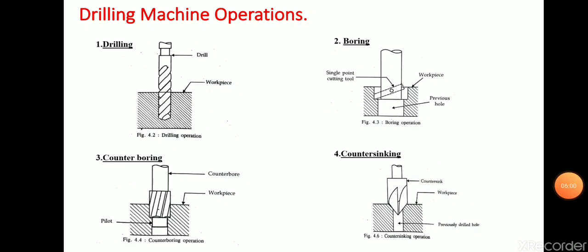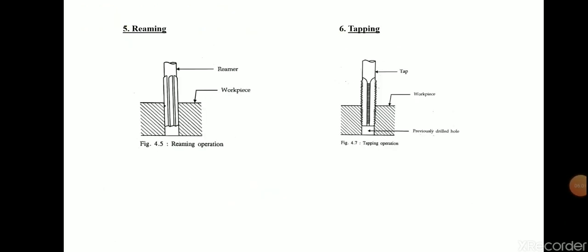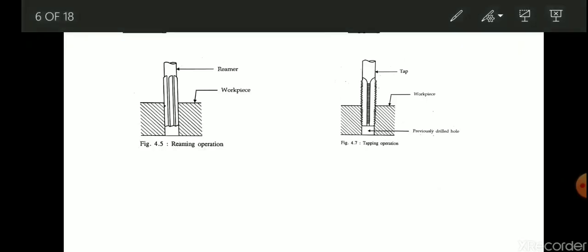So the next operation is reaming. Reaming is the operation of accurate sizing and finishing a hole which has been drilled already. The reaming tool has multiple cutting edges. Here we can see the tool has multiple cutting edges. For reaming, the hole is drilled slightly undersized. In this process, the tool removes a very small amount of metal.